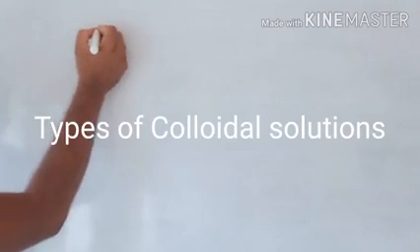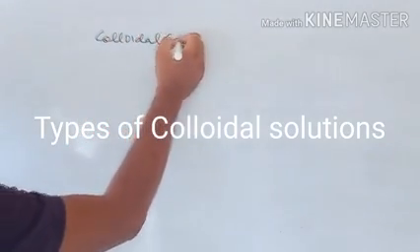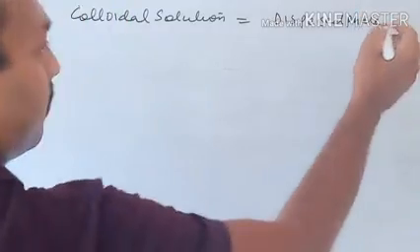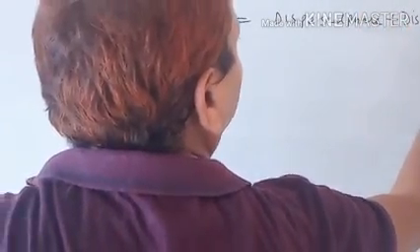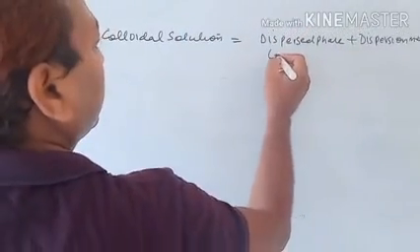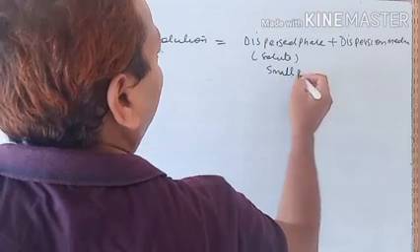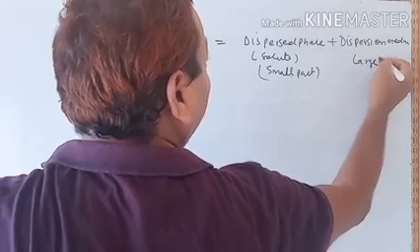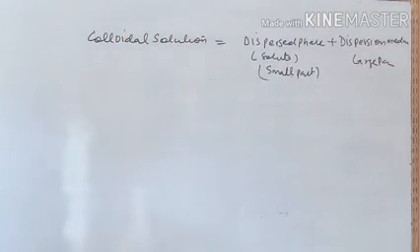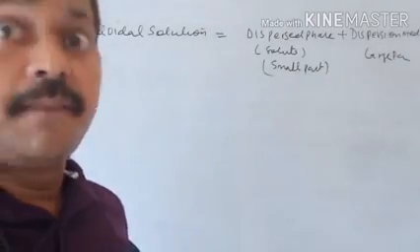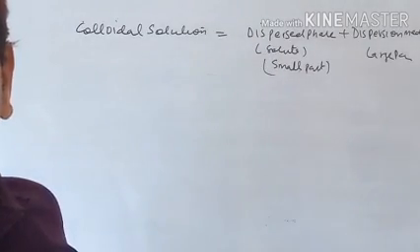Now the next point, composition. Composition means a colloidal solution is made up of two components: dispersed phase plus dispersion medium. The dispersed phase is the small part, like the solute, and the dispersion medium is the large part of the solution. So a colloidal solution is made of dispersed phase plus dispersion medium.